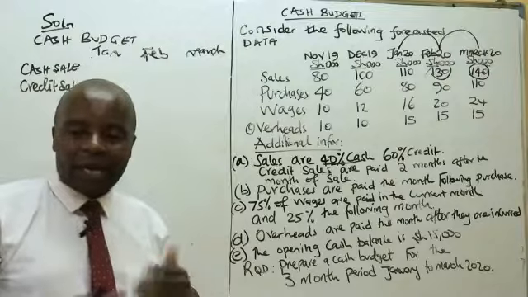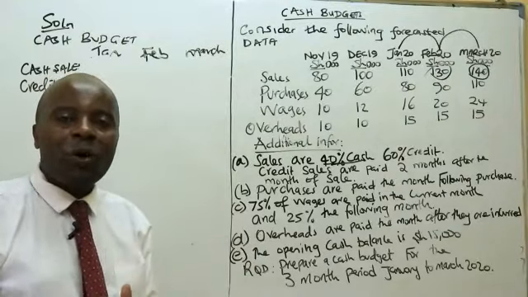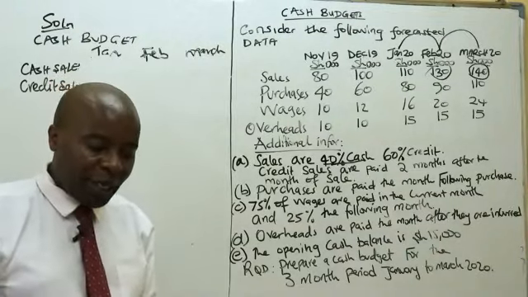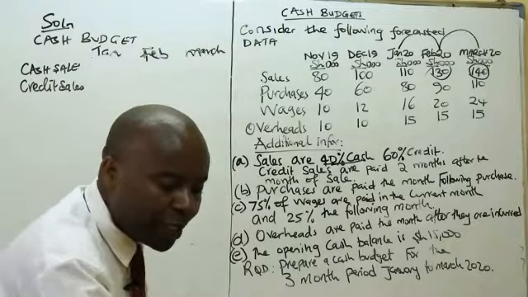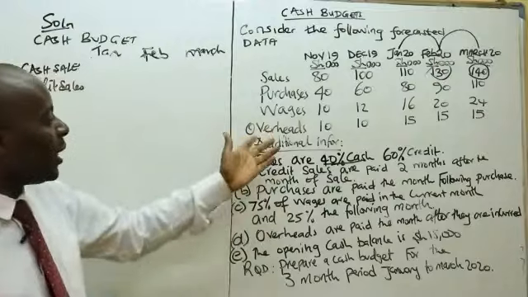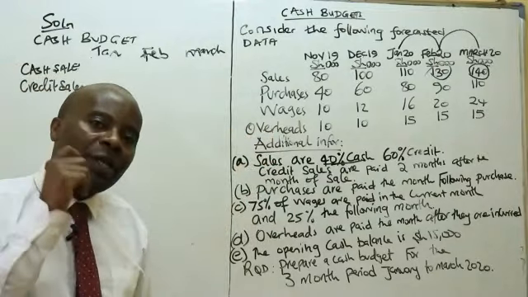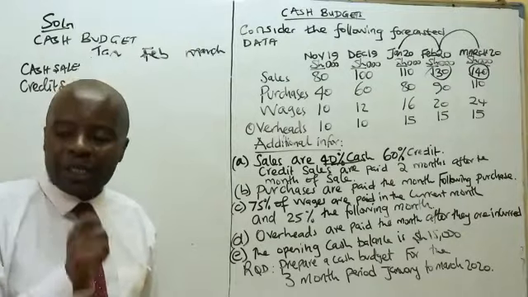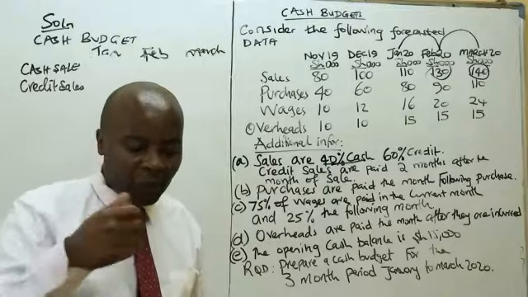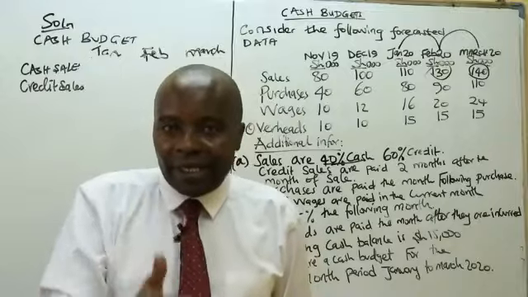So then we start our analysis. Our analysis will start, ladies and gentlemen, from the point where we capture our incomes. Incomes, what do we have? Of course, sales is our major income. Remember that whenever we sell goods, we don't have to receive all the money at once. There is what we call credit sale.